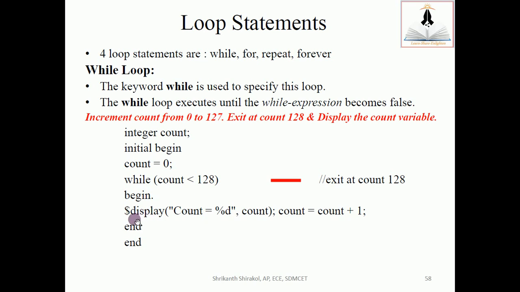What are the two statements? Dollar symbol display. Count will be displayed. Percentage D is used for integer display. So it will display the count. And the next statement is count goes on incrementing. So two things are happening here once it enters the while loop: displaying as well as incrementing. So this process we shall observe in a Verilog simulator.